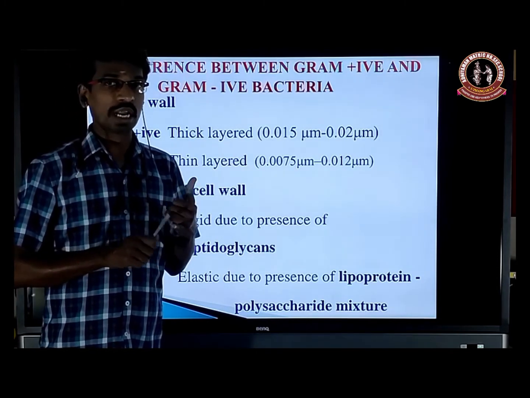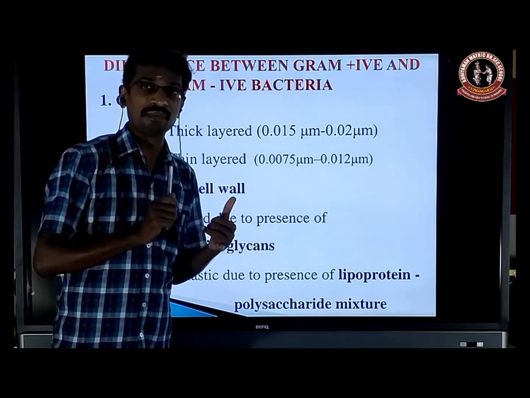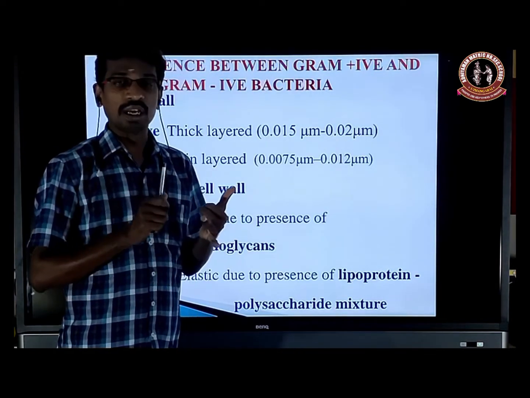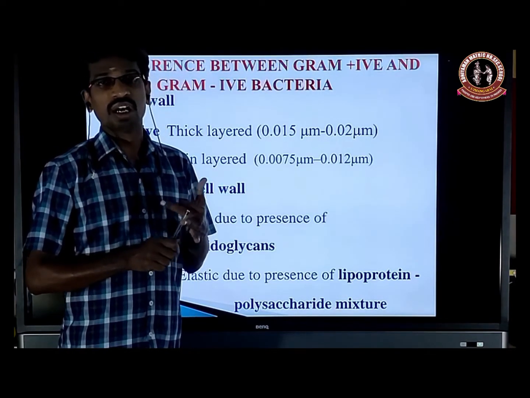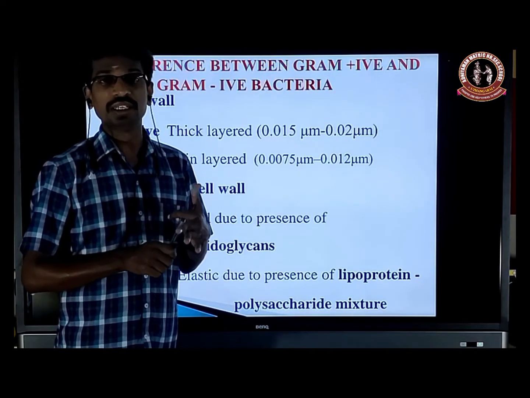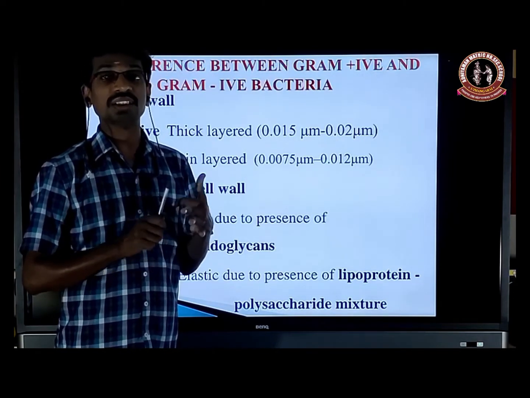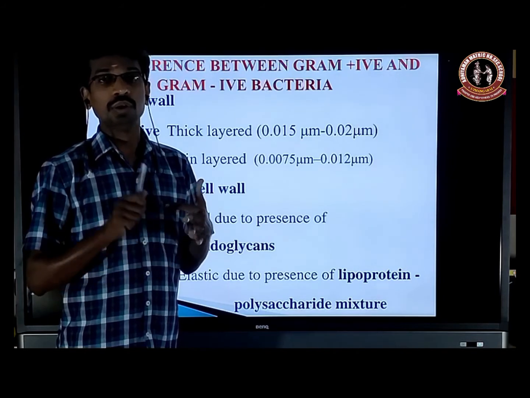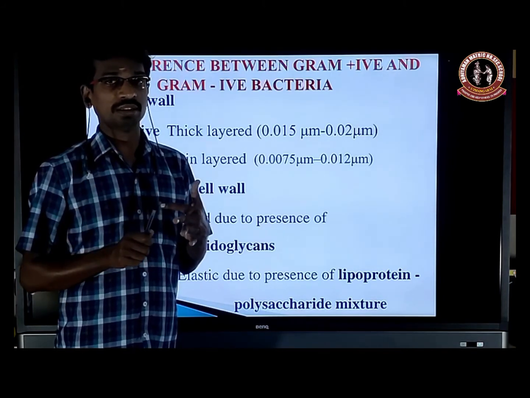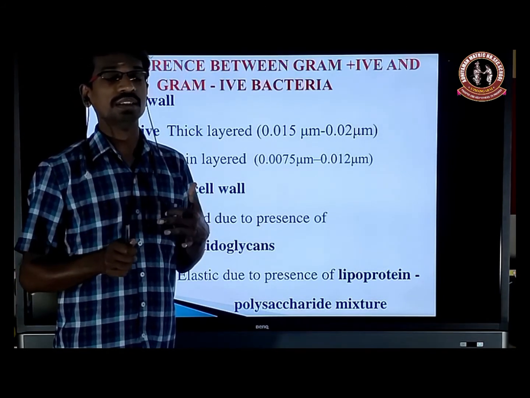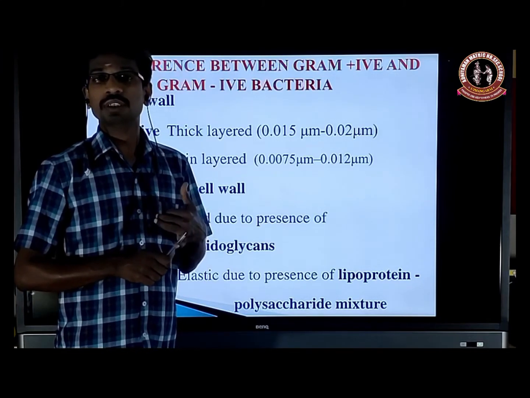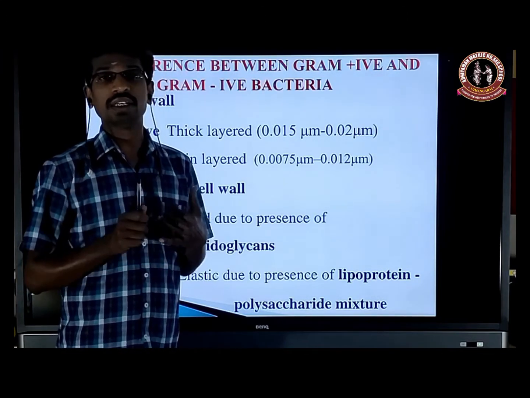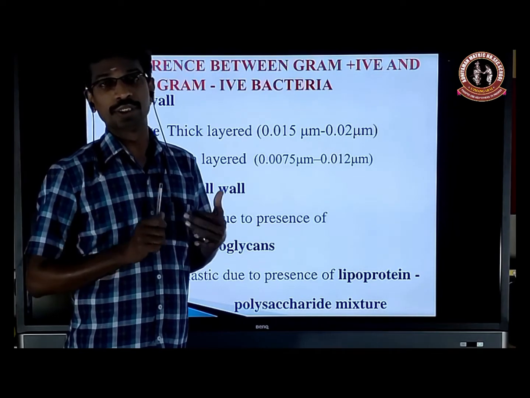First one, crystal violet; second one is gram iodine; and finally we can use the counterstain or secondary stain, that is safranin. Those that retain the violet color, meaning crystal violet color, are considered gram positive. Those that do not retain the crystal violet are considered gram negative.